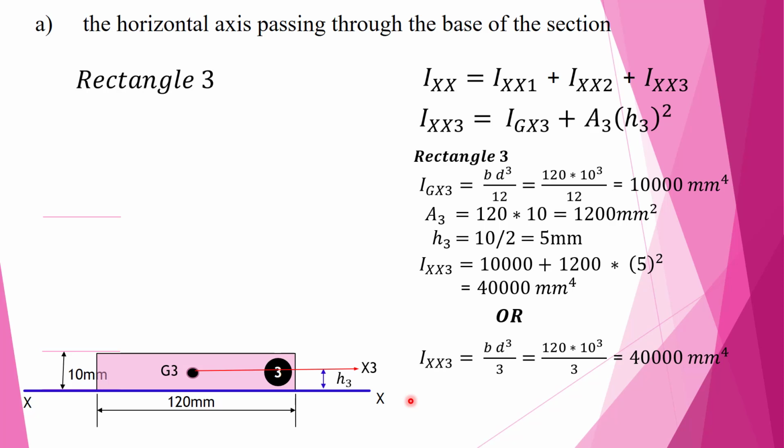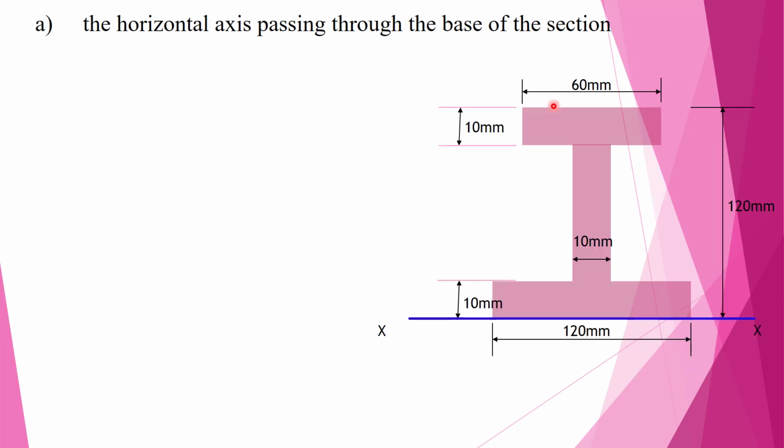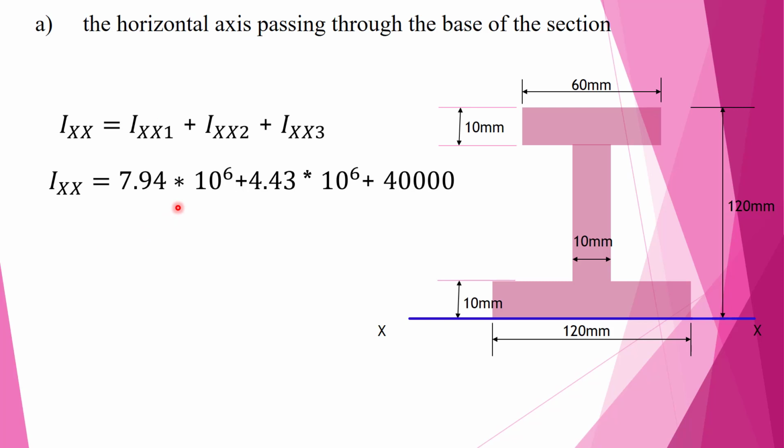So how will you find out the moment of inertia of the I section about the required XX axis? Using the formula Ixx is equal to Ixx1 plus Ixx2 plus Ixx3. So that will be, the first one is 7.94 into 10 raised to 6 plus, this is the second one, 4.43 into 10 raised to 6. The last one is 40,000. So this will be equal to 12.41 into 10 raised to 6 mm raised to 4.